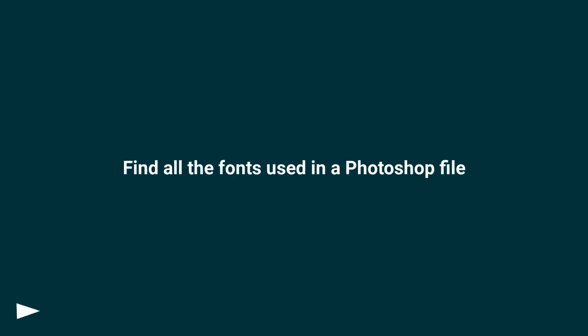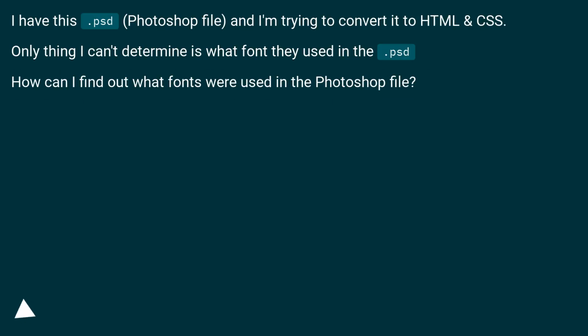Find all the fonts used in a Photoshop file. I have this .psd Photoshop file, and I'm trying to convert it to HTML and AMP, CSS. Only thing I can't determine is what font they used in the .psd. How can I find out what fonts were used in the Photoshop file?